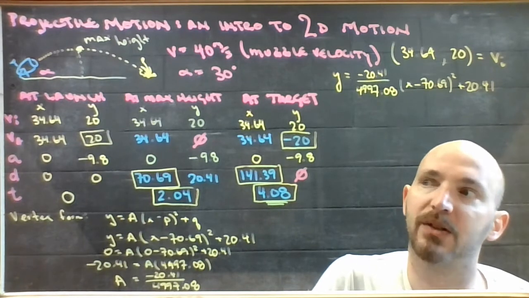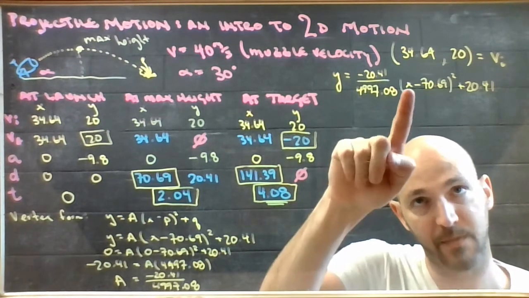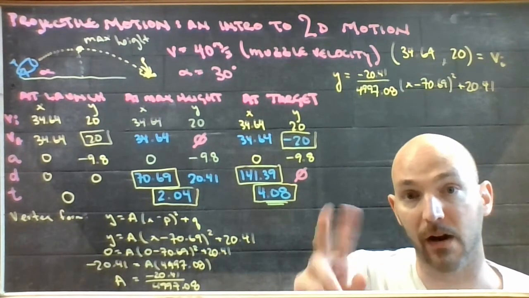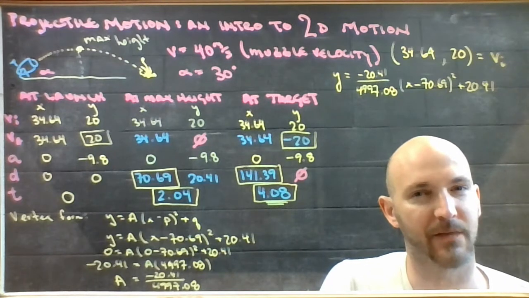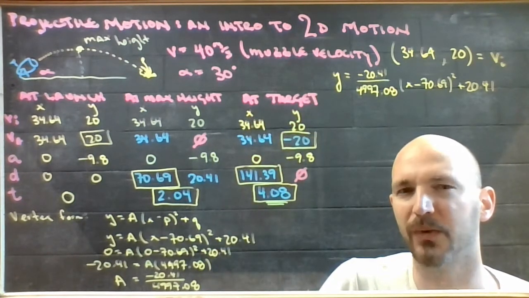So if I wanted to know how high the ball was 20 meters from the cannon, I just have to put a 20 here. If I wanted to know where the ball finally reaches a height of 10 meters, well, I just put a 10 there, solve for x. And we'll do that in a minute.